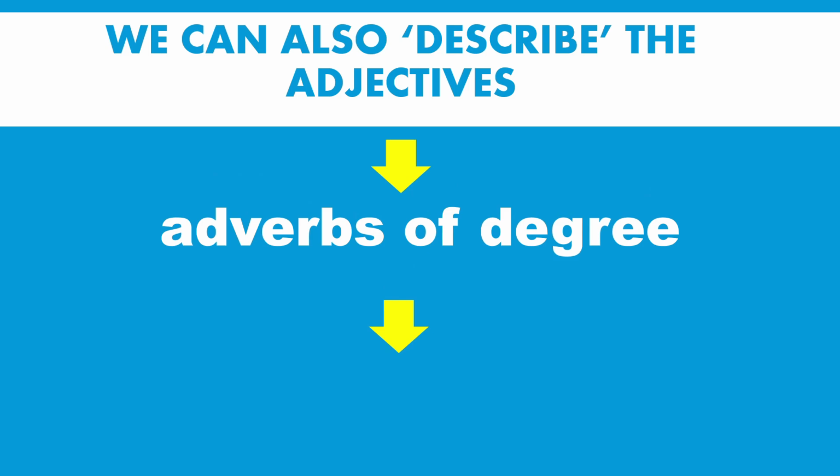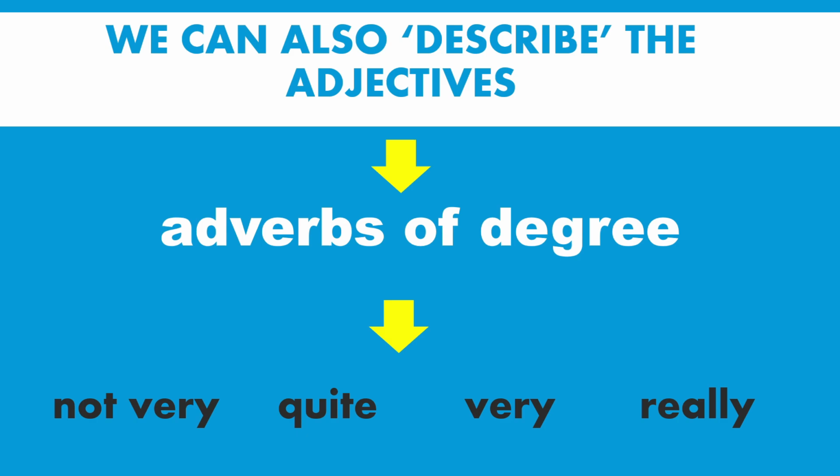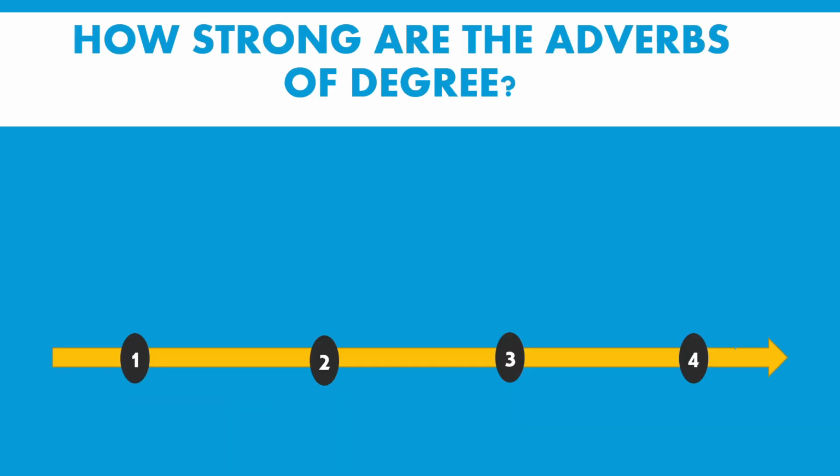Examples of adverbs of degree for this lesson today are not very, quite, very, and really. Why do we need to use adverbs of degree? Just for example, let's look at this arrow. For number 1, it means that the adverb of degree is really weak. And as it increases until number 4, number 4 is the strongest adverb of degree.